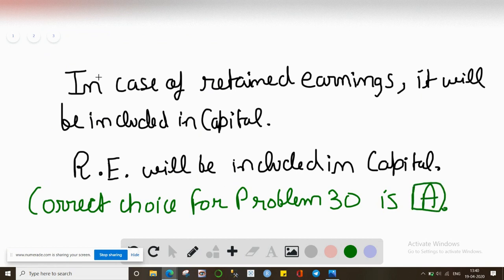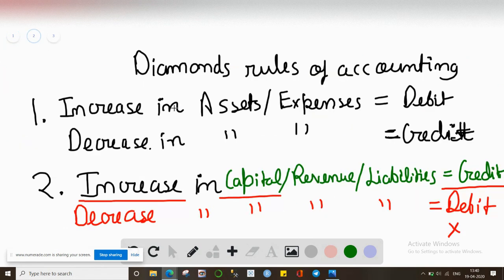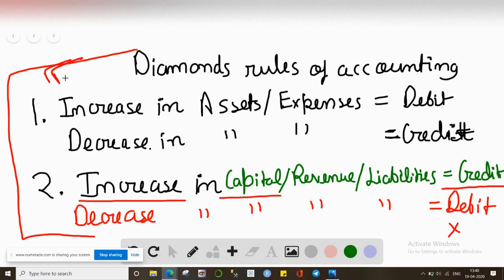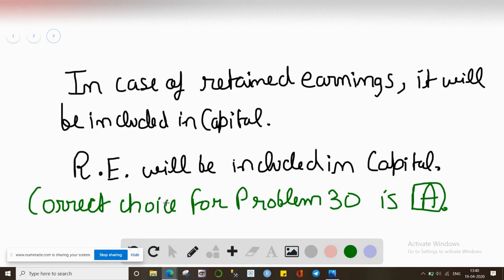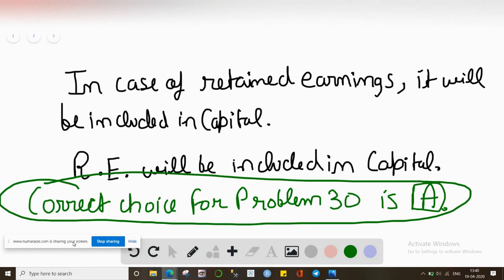Please make sure that you have noted down the first sheet, the five types of accounts, in your notebook. Followed by that, you have noted the diamond rules of accounting, to make sure that whenever you face any type of difficulty in accounting, you will get your solution at first hand with these rules. As a matter of relevance, we have derived our solution, the correct choice, as A. So that's all for the solution. Thank you.